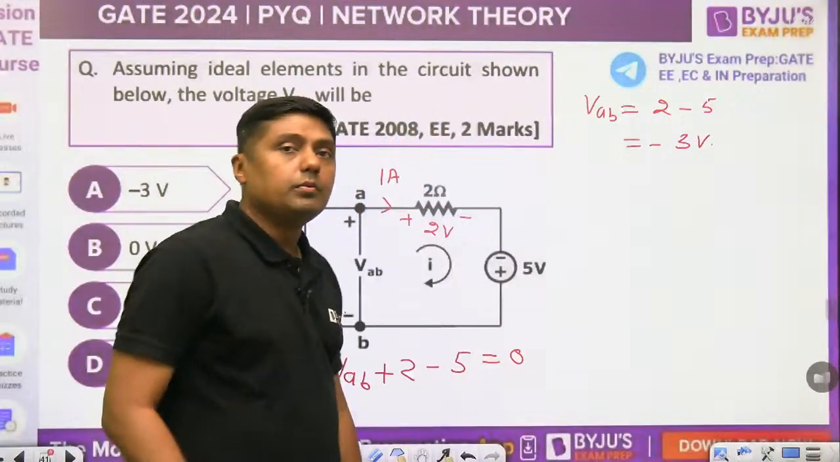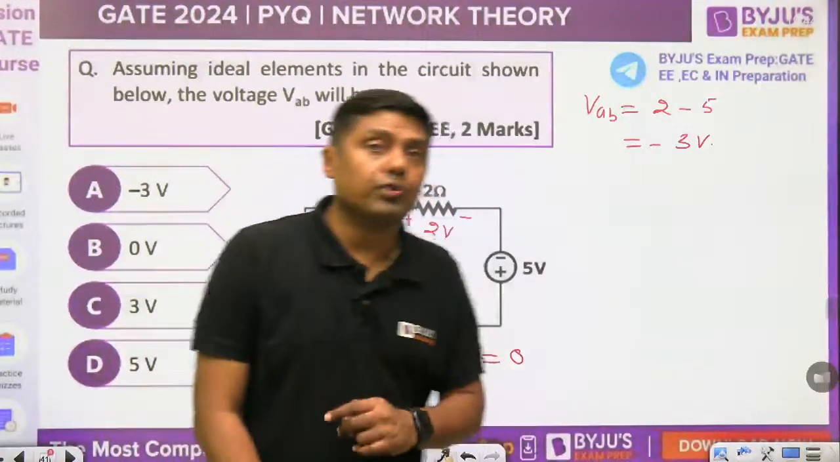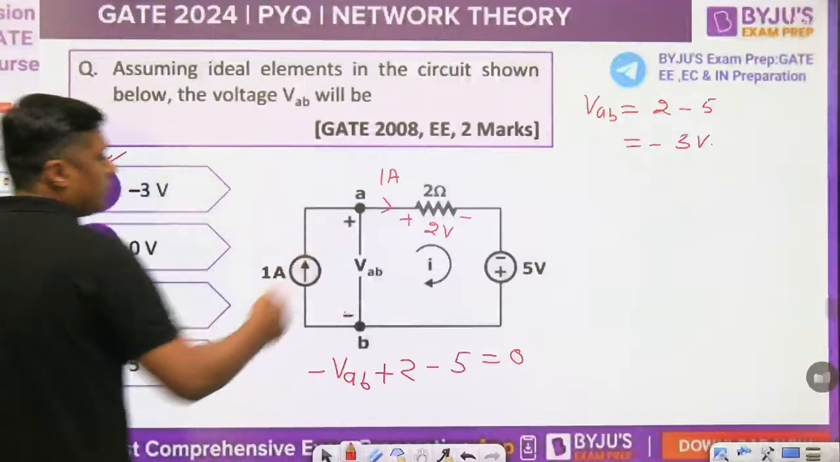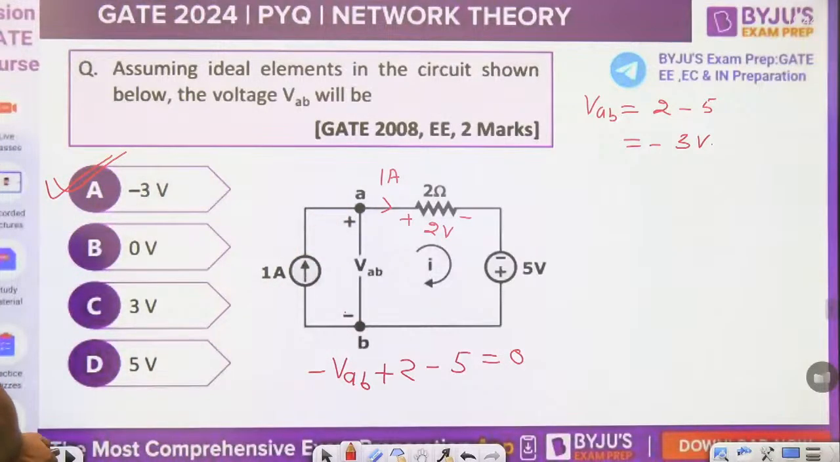Simple. Within 1 minute, within 30 seconds you can solve. Minus 3 is the answer for this question. Simple KVL, and this is the current source passing through this.